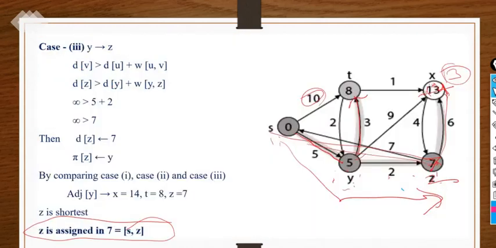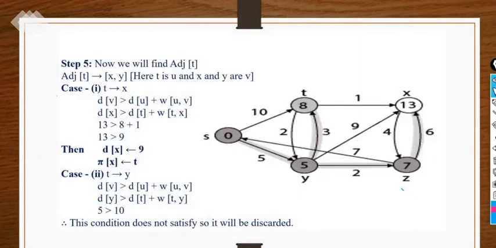Now what should be the next vertex after z? Of course, x should be the next vertex. So we have selected what path? s to y, y to z, and z to x. Up to now we have covered this much part. Now we are on x. Now what will be our next step?